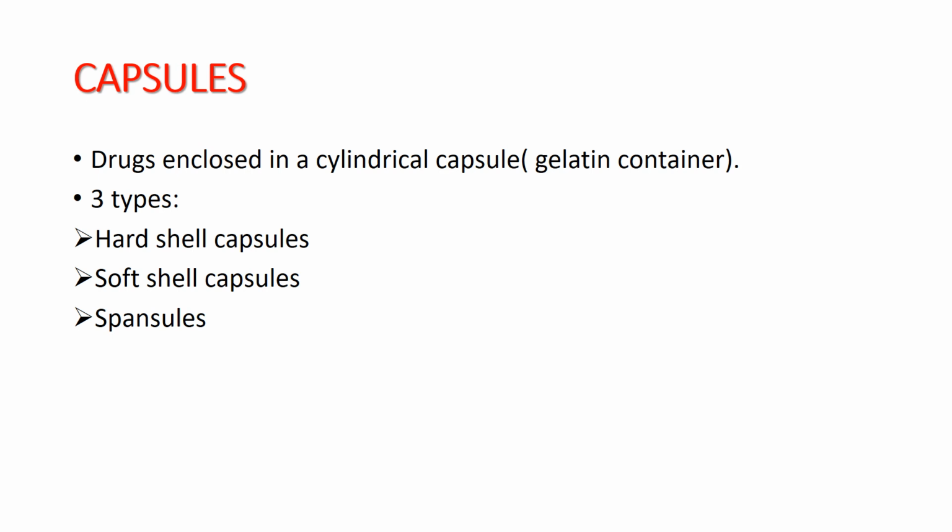One is the hard shell capsules, where the antibiotics come, or those which we can open and see the content inside, hard shelled capsules. Second one is the soft shelled capsules, those cod liver oil capsules which the Gulf people bring, usually red in color, slimy, where we can press it, isn't it? Soft shell capsules. And the third one is spansules, where the inner pellets can be seen from outside, transparent capsules. I hope most of you might have seen the hard shell capsules, soft shell capsules, and spansules.